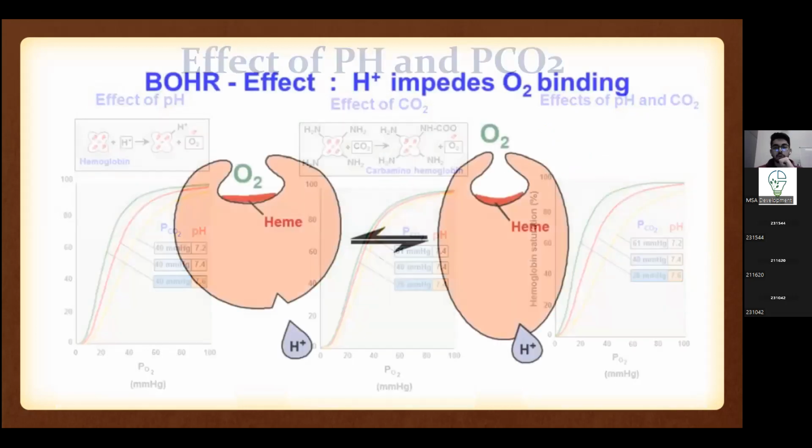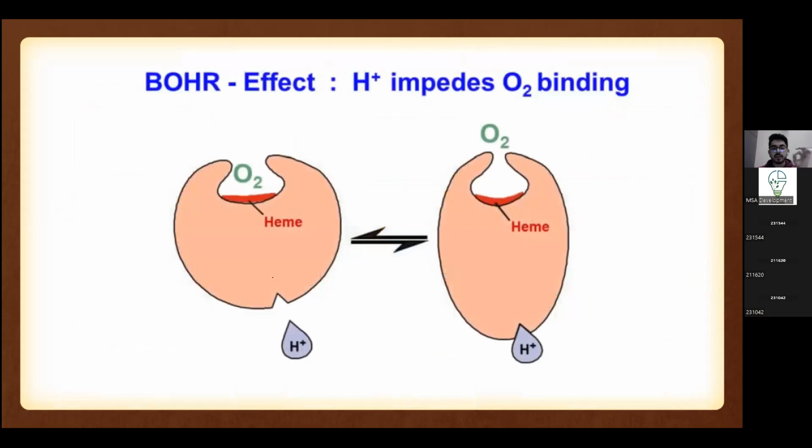Now let's move on to the Bohr effect. I just explained it quickly: H plus binds to hemoglobin and it's going to cause some shape changes to the heme. What is heme? Heme is the site where O2 is going to bind to hemoglobin. So it's going to cause some shape changes in heme, therefore making the binding of O2 to the heme more difficult. That's basically the Bohr effect.